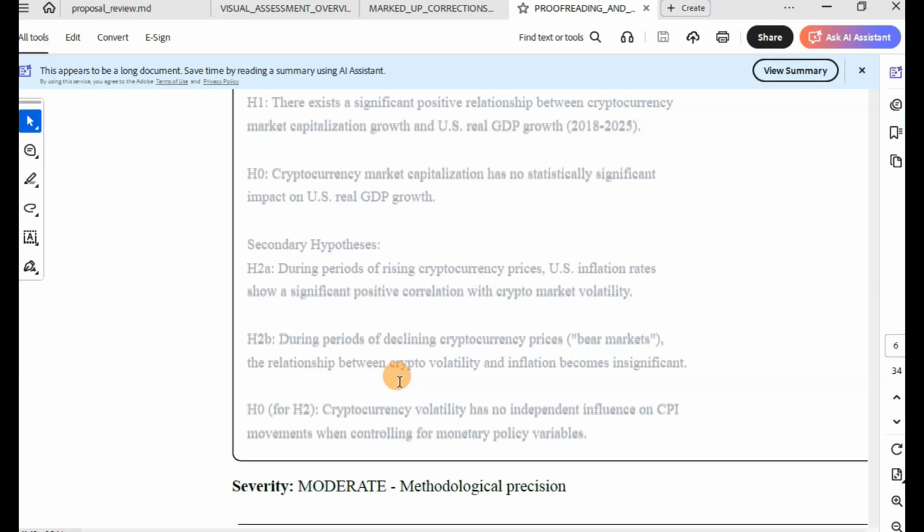So we have two hypotheses. The first one says the cryptocurrency's market capitalization has no statistical significance on USA. The second one says the cryptocurrency's volatility has no significant impact on CPI movement. Which would be the best one? Both are good. He can prefer using this one or the other one.